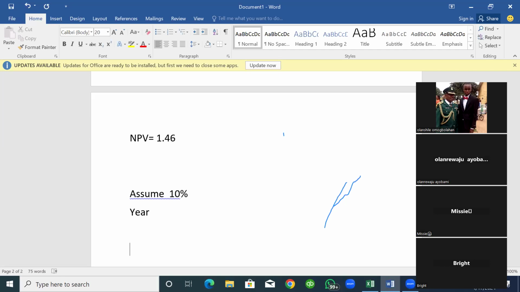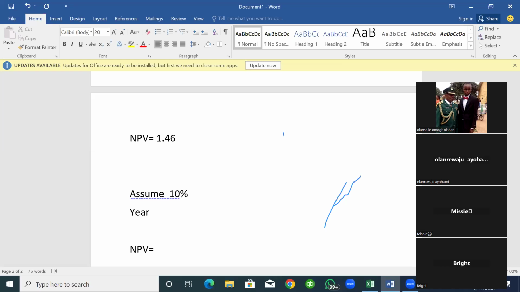3.170 times 5, I cannot be typing, but I'm pressing it in my calculator. 3.170 times 5, that's 15.85. Then our year 4 will do redemption value. Our redemption value is still 100. Our discount factor for year 4 is supposed to be 0.683. If you multiply it, that will give you 68.30, if I'm correct. So someone should do the NPV for me.